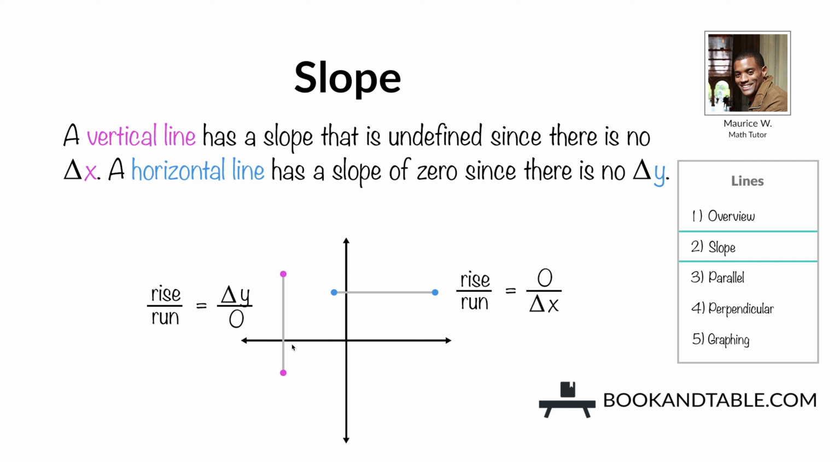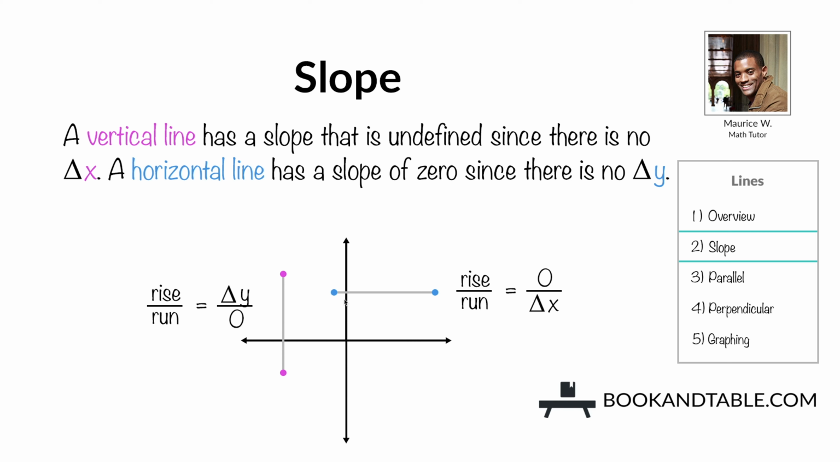A few unique cases are a completely vertical line and a completely horizontal line. If a line is completely vertical, that means it is all rise, change in y, but no run. There's no change in x. It's the same x value for all of these points. Anything divided by 0 is undefined. That is why a vertical line has a slope that is undefined, since there is no change in x.